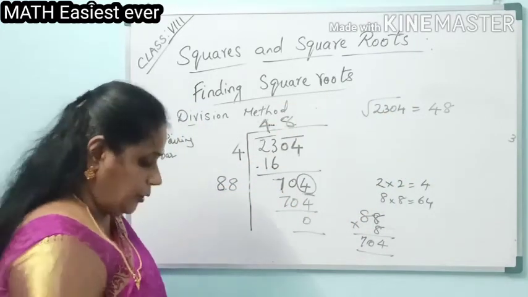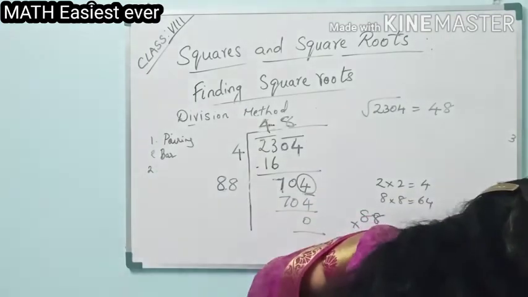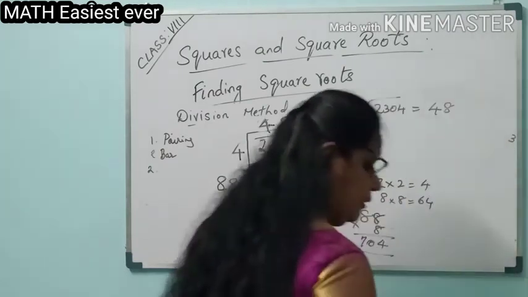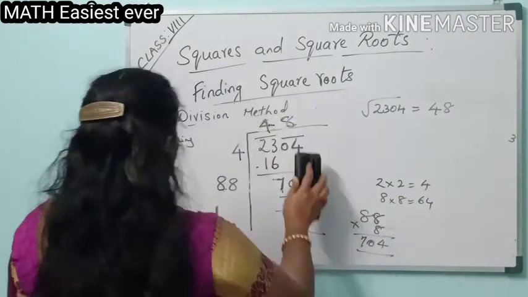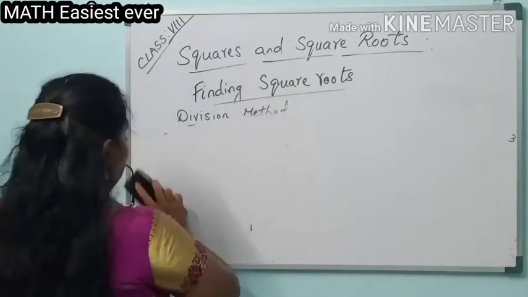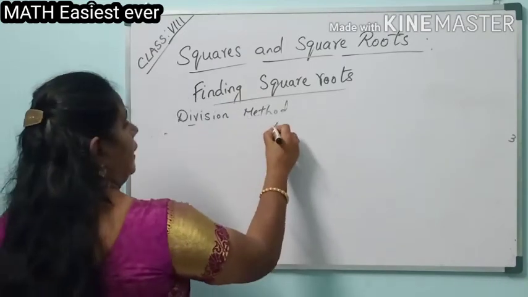By practice it will be easy for you. Let me show you one more example. Okay children, let's do one more question in your exercise. It is 4489.